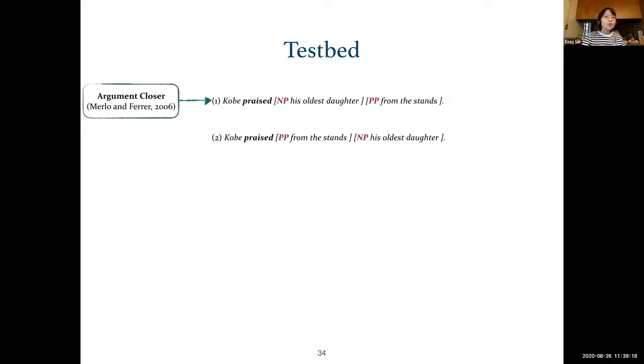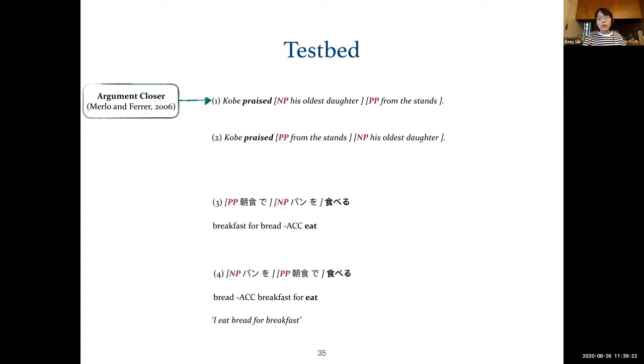And cross-linguistically, with the same syntactic construction in a language like Japanese, when the NP and the PP appear on the same side, they tend to occur before the head verb. And in this case, if we are still abiding by the principle of argument closer, we would prefer the third sentence, where the direct object NP is closer to the head verb.